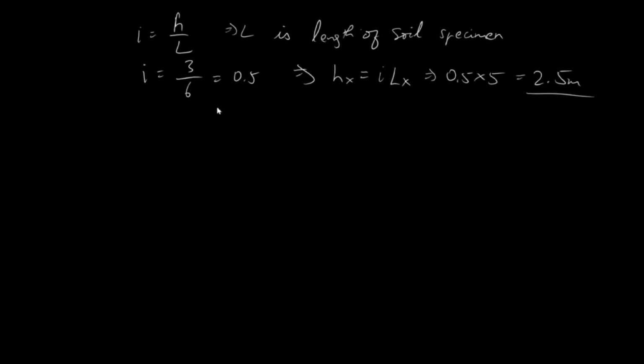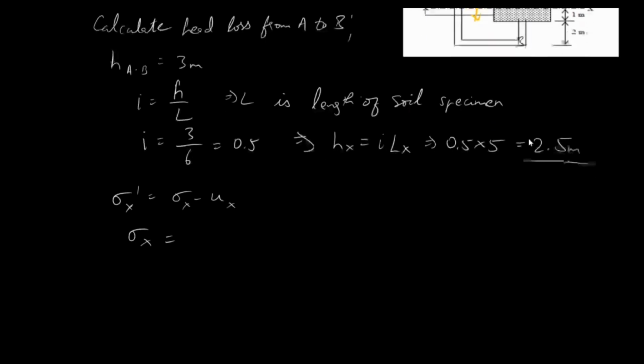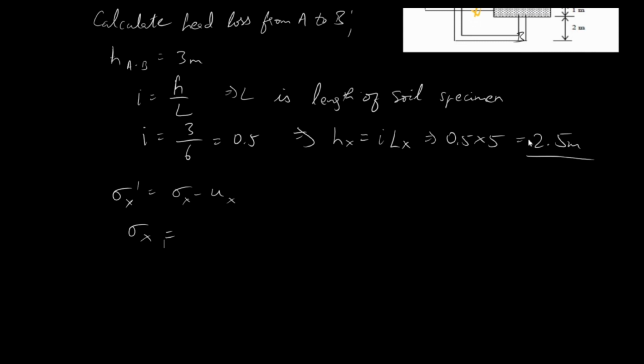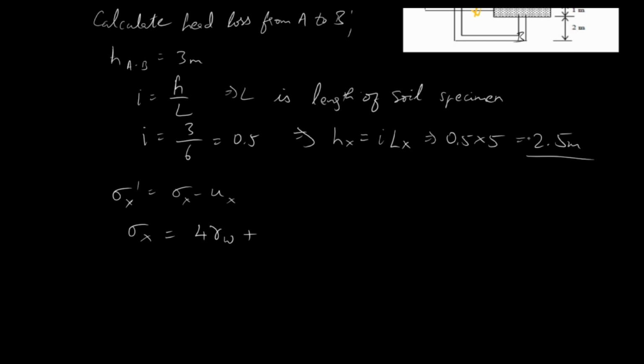Now they have asked us to find out the effective stress. Effective stress is equal to total stress minus pore water pressure. They've asked us to find the effective stress at x. Therefore, total stress at x: above the soil sample there is water which is 4 meter above the soil specimen. So total stress will be equal to 4 gamma w plus the length of soil sample until x, which is 5, 5 into gamma saturated.